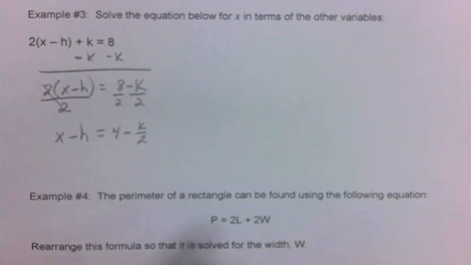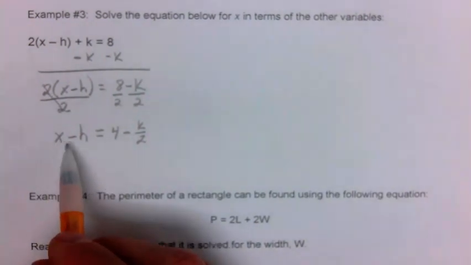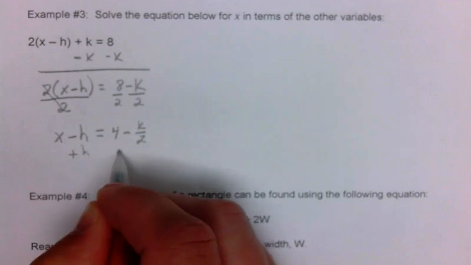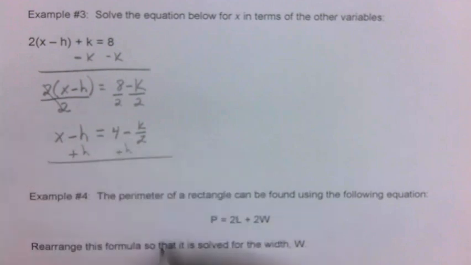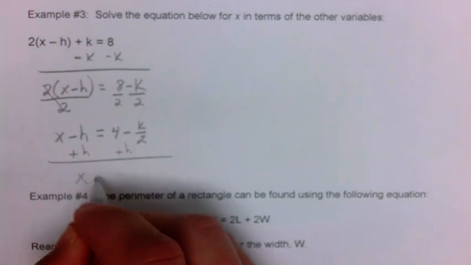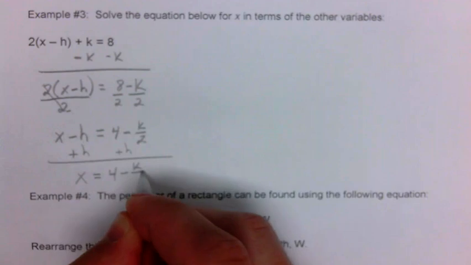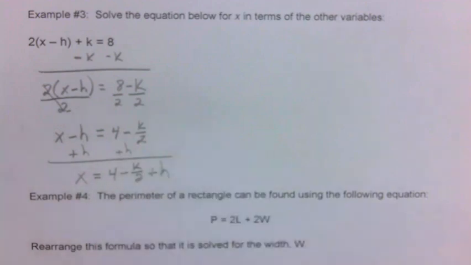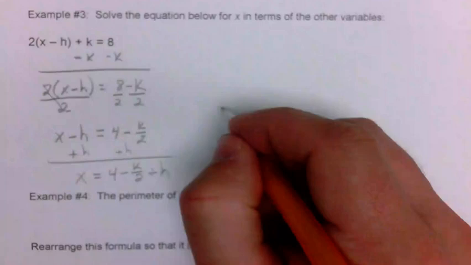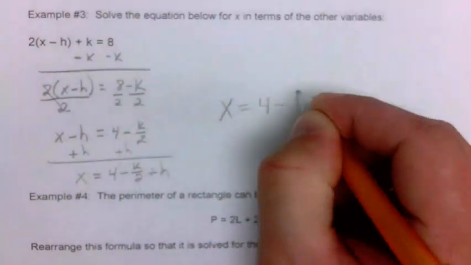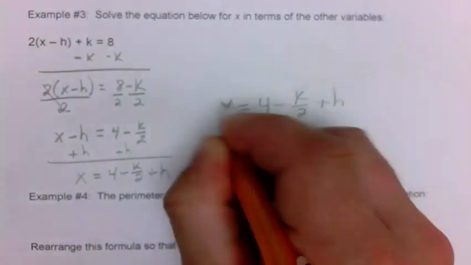There's only one thing left to do to get x all alone, and that would be to add h to each side of the equation. And so when we do that, x is equal to 4 minus k/2, plus h. And so we have successfully isolated the variable x in terms of the variables k and h, and we still have some numbers in the equation, but that's as simplified as this gets. x equals 4 minus k/2, plus h.